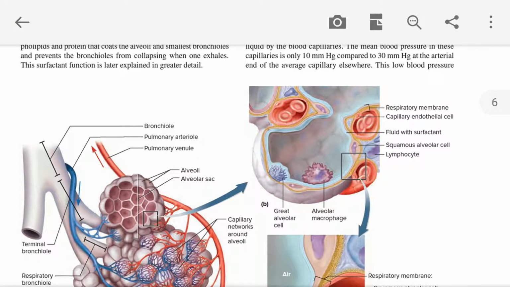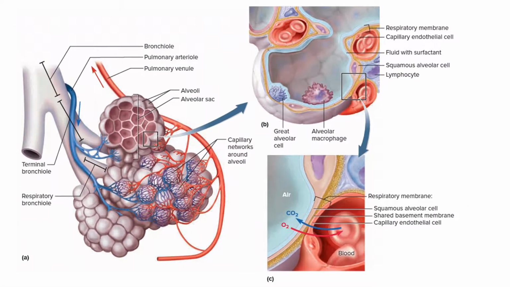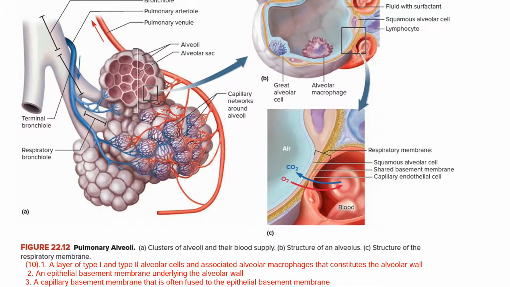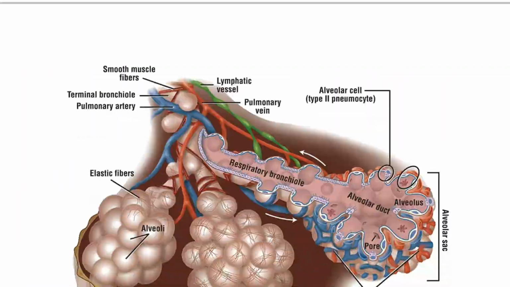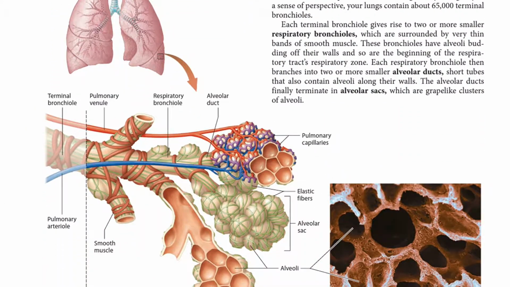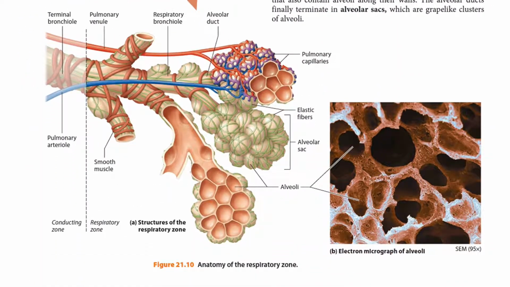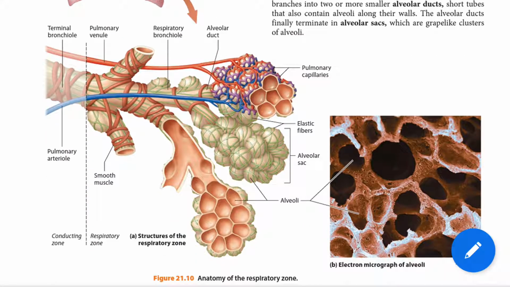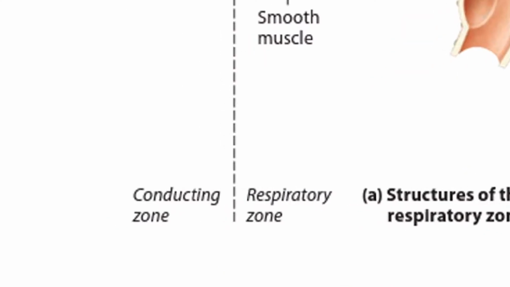All the figures are very neat ones, so go through all the names. Okay, and here you see the anatomy of the respiratory zone. Okay, and with the dotted line you see the conducting zone.